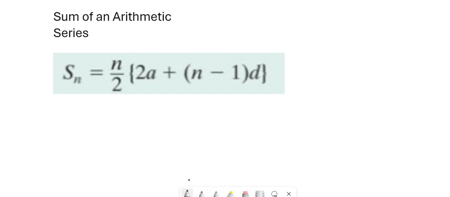Folks, this is the sum of an arithmetic series. So an arithmetic sequence is just a sequence that goes up or down by the same amount each time. So this is an arithmetic sequence.